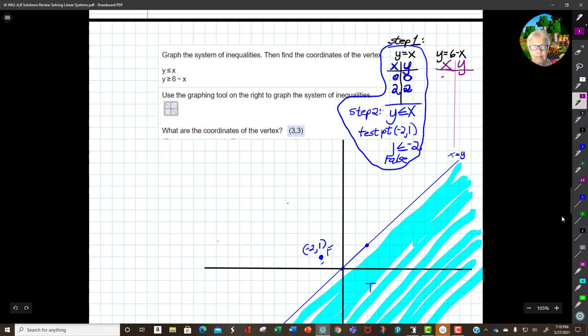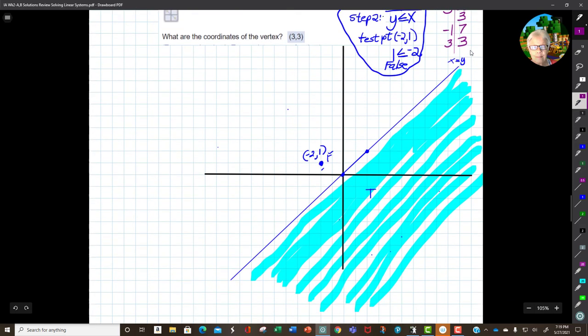Let's do a negative 1 and positive 3. Negative 1 and positive 3. Now, if x is negative 1, then y will be 6 minus negative 1, which is 6 plus 1, which is 7. Okay, we're going to have to be very careful here. If x is 3, this is easier, y is going to be 6 minus 3, which is 3. So 2 points on here are going to be negative 1, 7, and 3, 3.